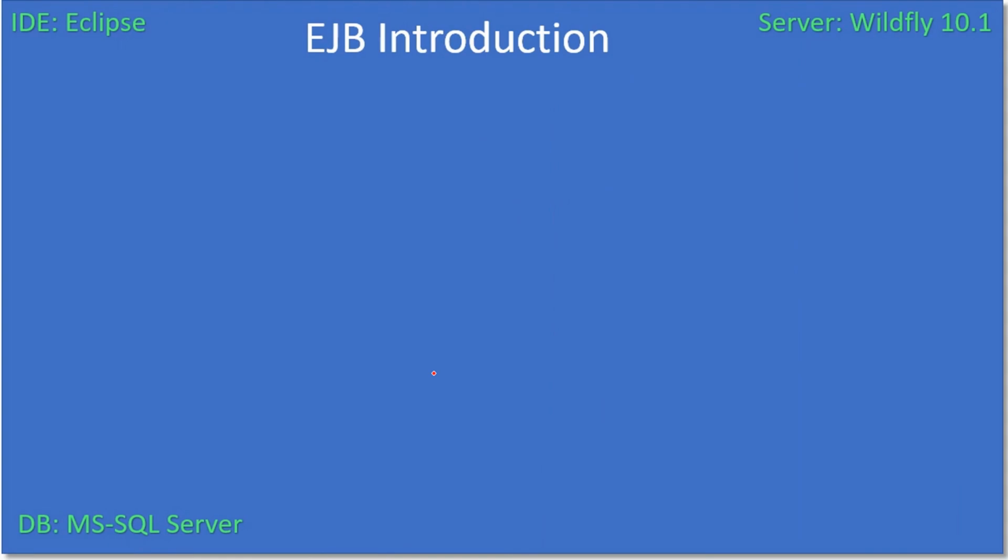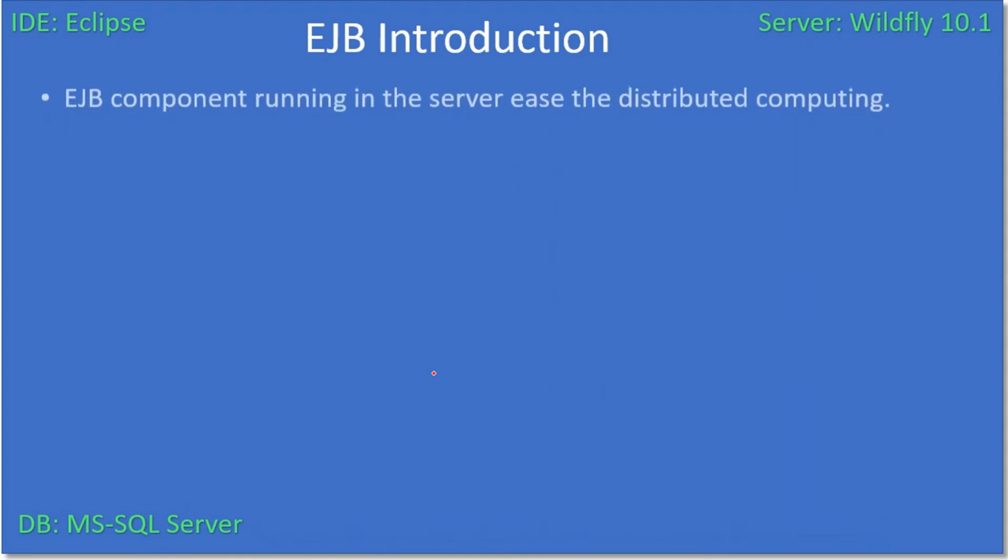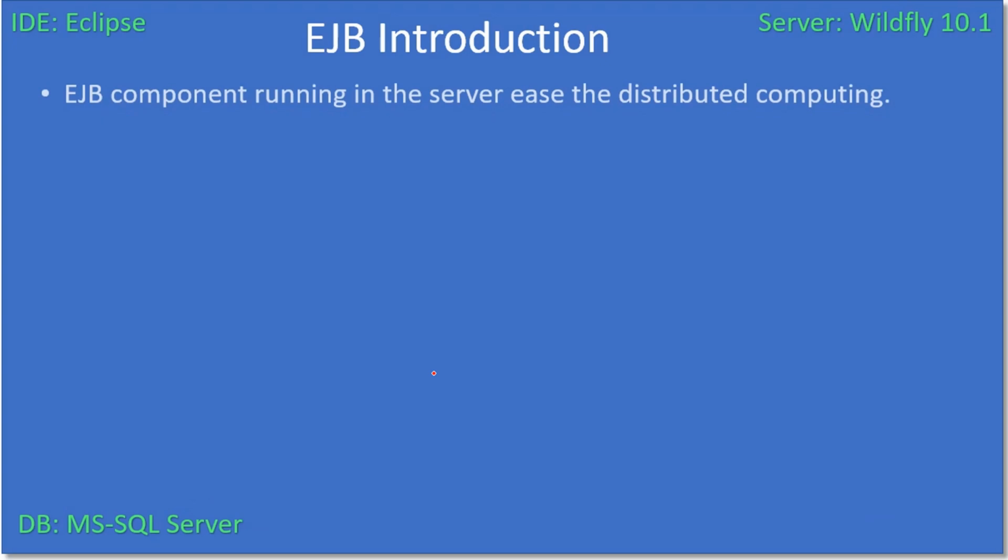So in this video we will look at the introduction. An EJB component running in the server is distributed computing. When we talk about distributed computing, that means there will be objects that lie in different boxes in the world wide web. Say for example, when you are going to some purchasing website like Amazon, and you are purchasing something, the product which you browse will come from the Amazon website, and when you are making payment, it may go to a different website.